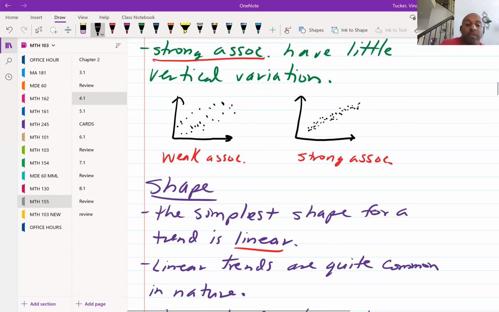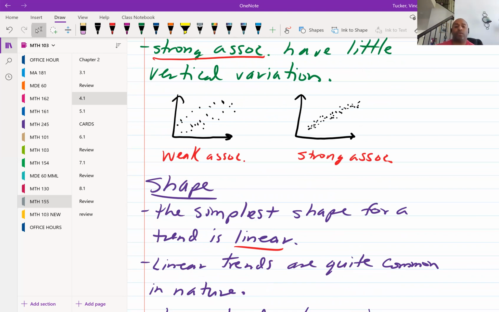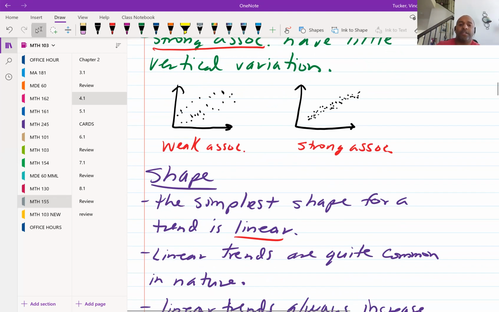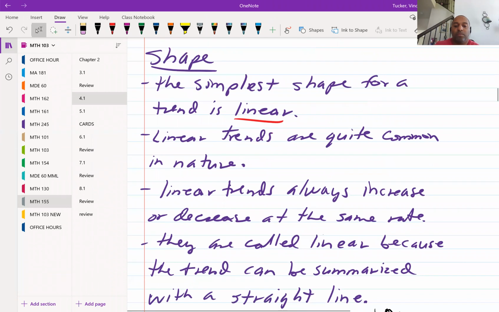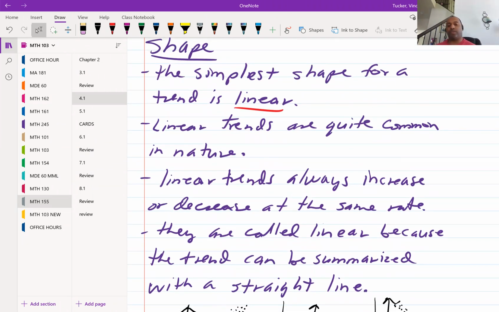Last one is the shape. Last one of those 3 anyway. Shape, the simplest shape for a trend is linear. And that's the one we're going to focus on. Linear trends are quite common in nature. They always increase or decrease at the same rate. And they are called linear because the trend can be summarized with a straight line.